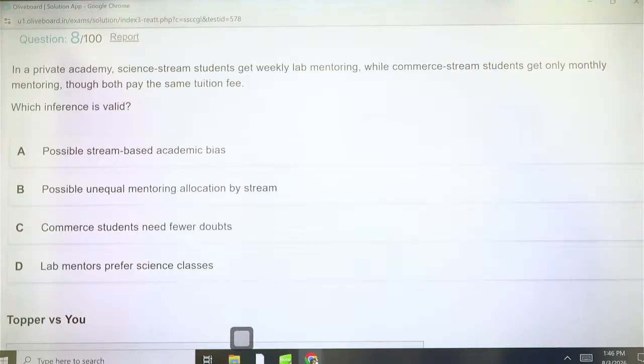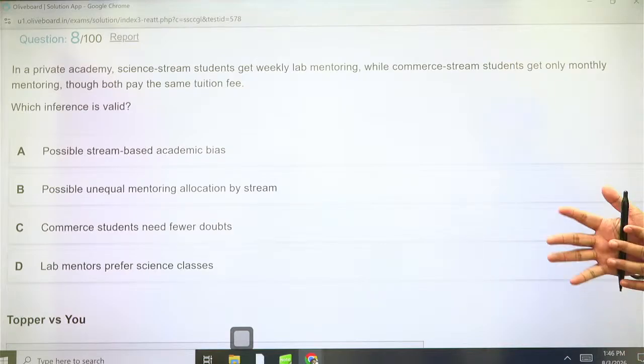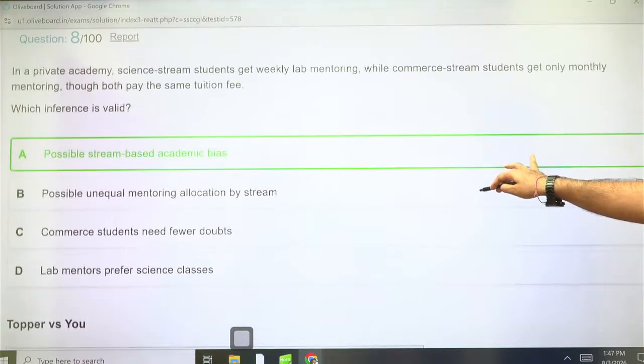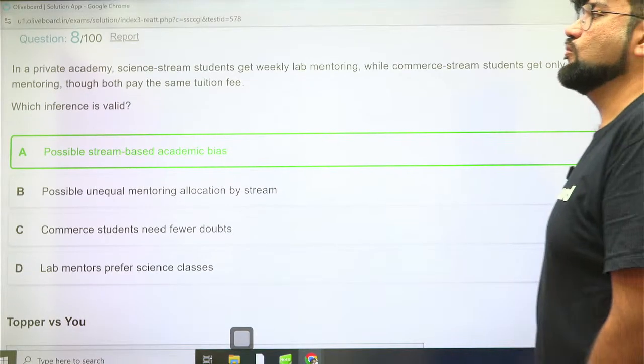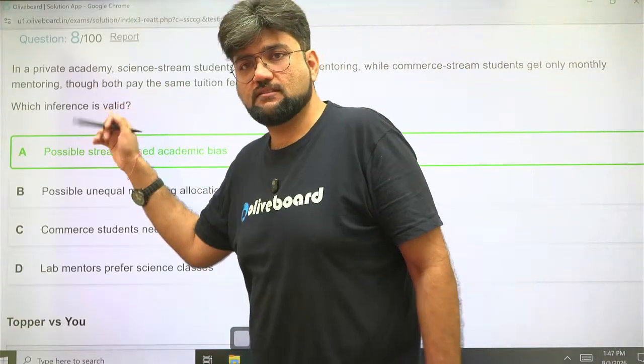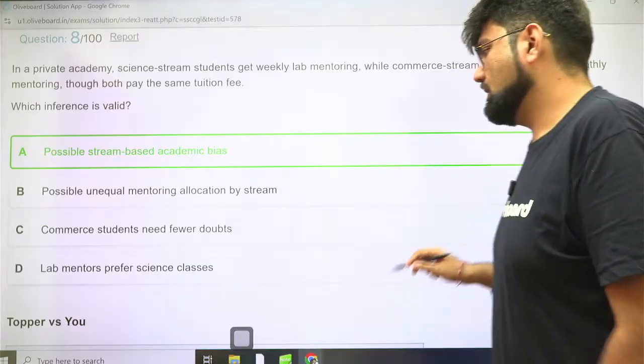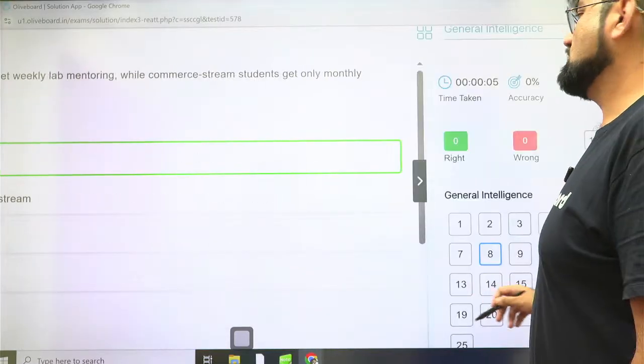In a private academy, science stream students get weekly lab mentoring, while commerce stream students get only monthly mentoring. Though both pay the same tuition fee, which inference is valid? Possible stream-based academic bias, possible unequal mentoring allocation by the stream; commerce students need fewer doubts and lab mentors prefer science classes. So option A is the most appropriate answer here, because of the words 'though both pay the same tuition fee.' That means it is not about allocation, it's about a bias which is happening based on the stream. Right? So option A. 36 seconds.